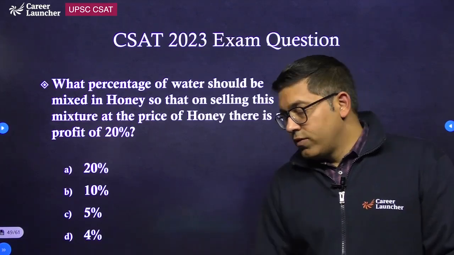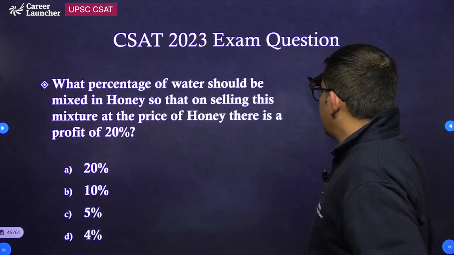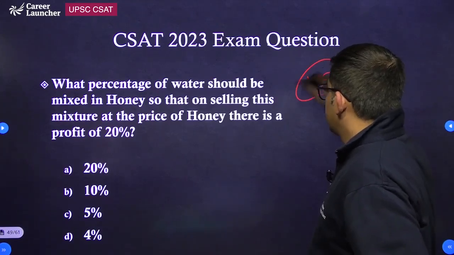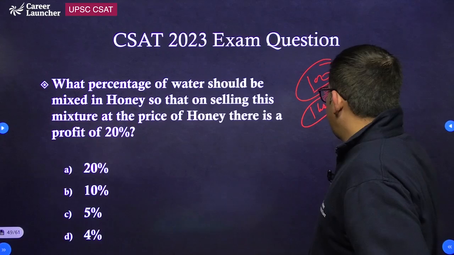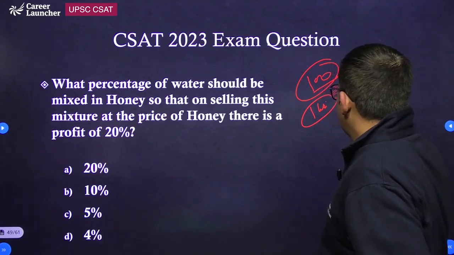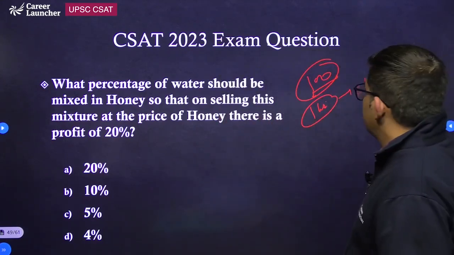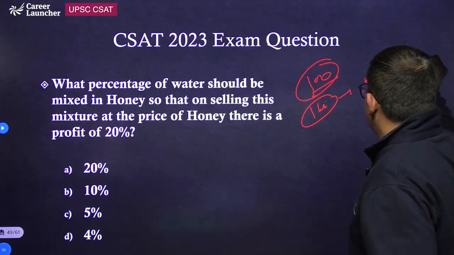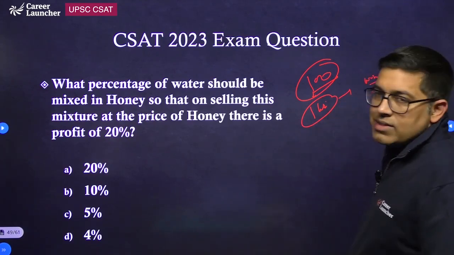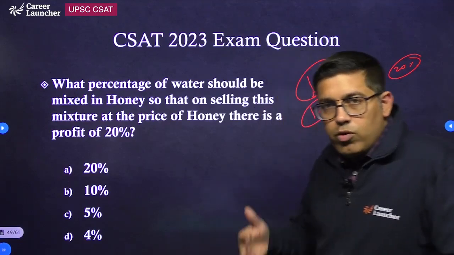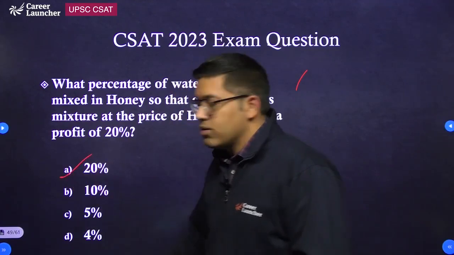So what they're asking is, let's say you are selling honey at 100 rupees, 1 liter of honey at 100 rupees. They're saying we have to mix water into it and take a profit, but we'll be selling it at 100 rupees only. So how much is to be mixed to get that 20% profit? Obviously you will mix 20% more water because you are selling it at the same price. So if you dilute it by 20%, you'll get the 20% profit. So that's the answer.